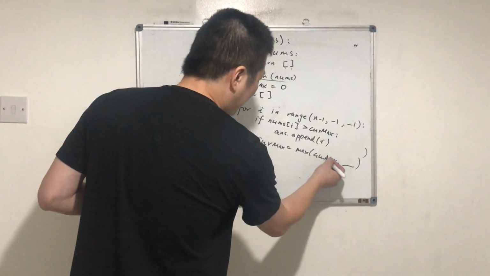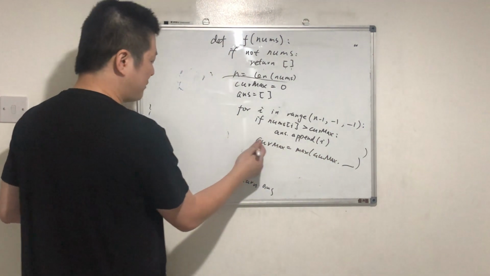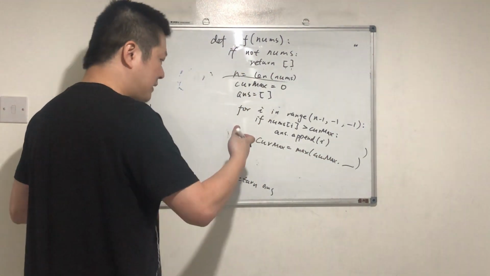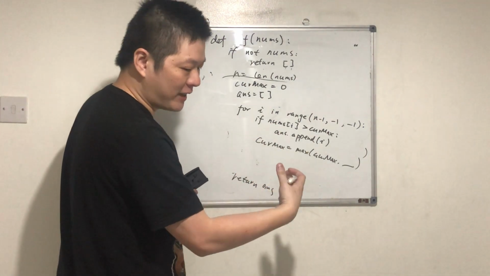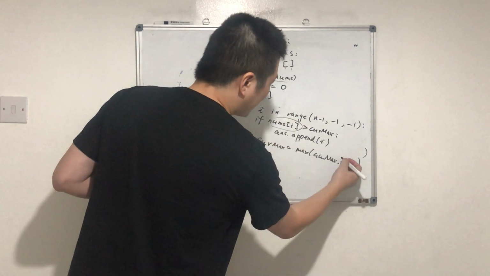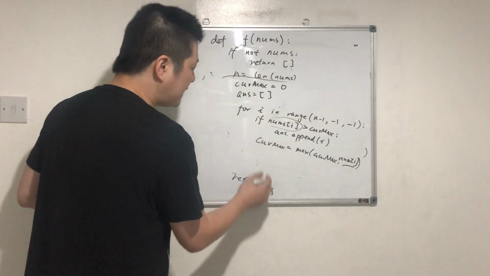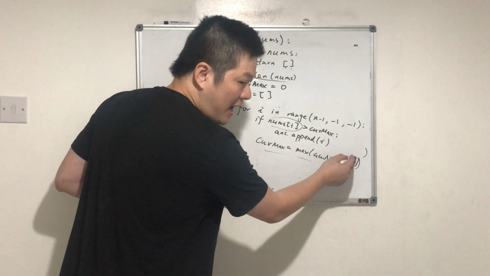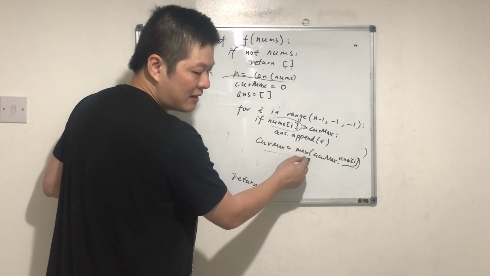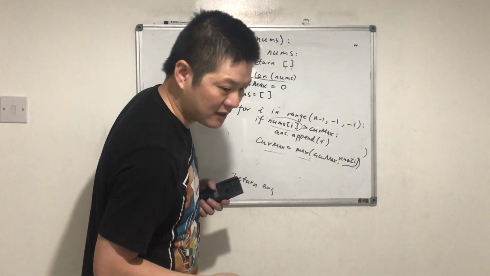Current max equals max of current max. We want to store the maximum of current, which is the current max. Current max is the tallest building on the right. So now I'm at this one. No, it will be lambs I, right? Because this is the current building. Does it make sense? Yeah. This is the same as: if lambs I is bigger than current max, then I update current max equals max of lambs I. Does it make sense?